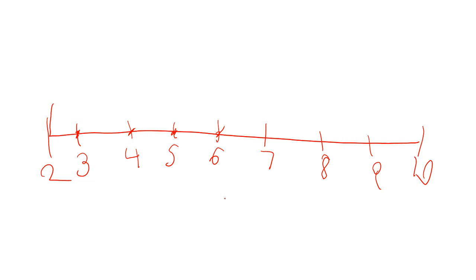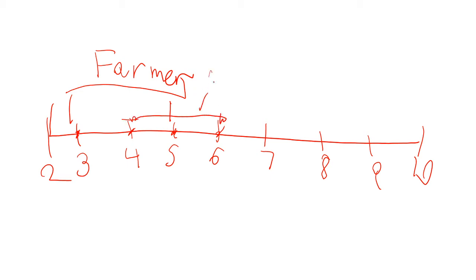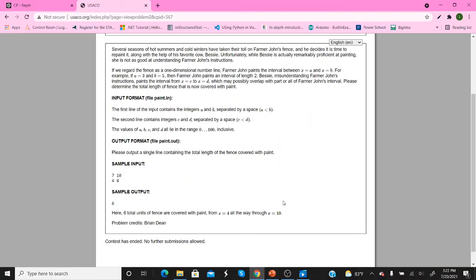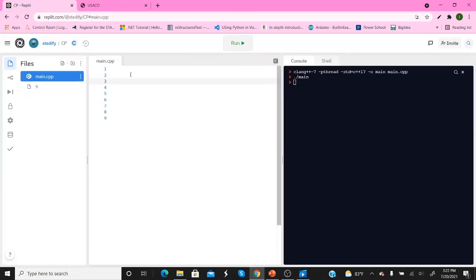So basically, the farmer paints from here, and then Bessie goes from here to here, and that's the cow, which will paint that much. So the total will be 3 to 6, because both of them will be painted. Okay, all right. So we're going to keep this. Okay, so it's just the greatest minus the smallest. Alright, so we're going to hop into Replit here.